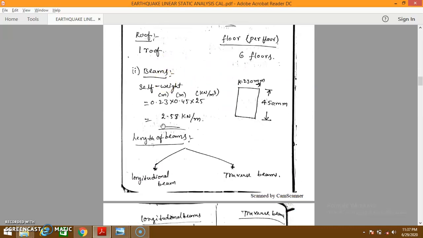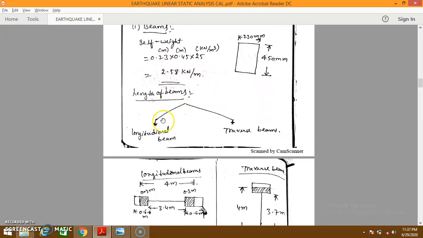Next, beams. Self weight of beam we calculated. We assume the beam size as the given value, which is 230 by 450 mm. Self weight is 0.23 by 0.45 into unit weight of RCC 25, which is 2.58 kilonewtons per meter. That is the usual load, self weight.